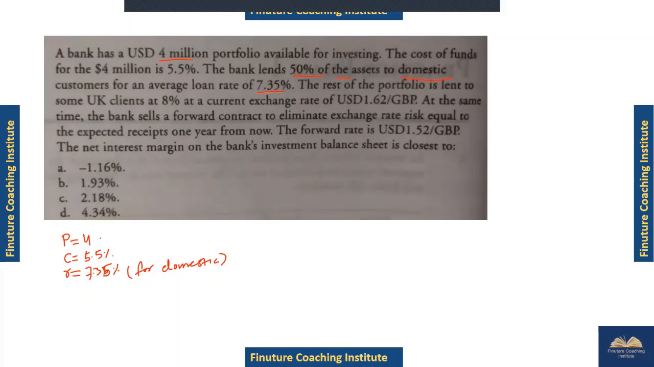So, for example, let me just solve it. Weight one, the portion lent to domestic investors, is 0.5, and the amount corresponding to that is 2 million. Weight two, the remaining 50%, $2 million, is what you are lending to the UK client with this rate. This is a spot rate.